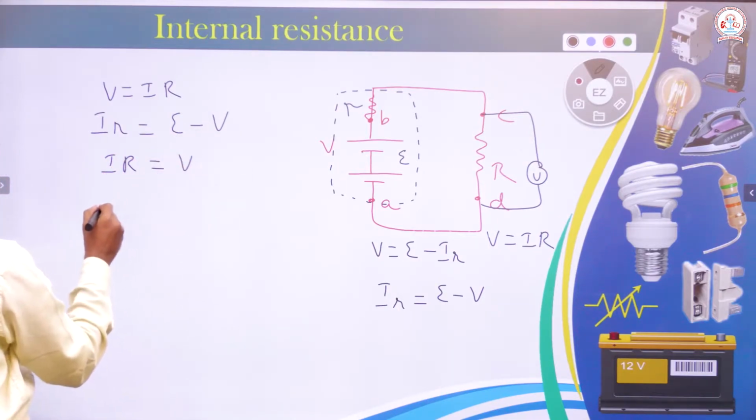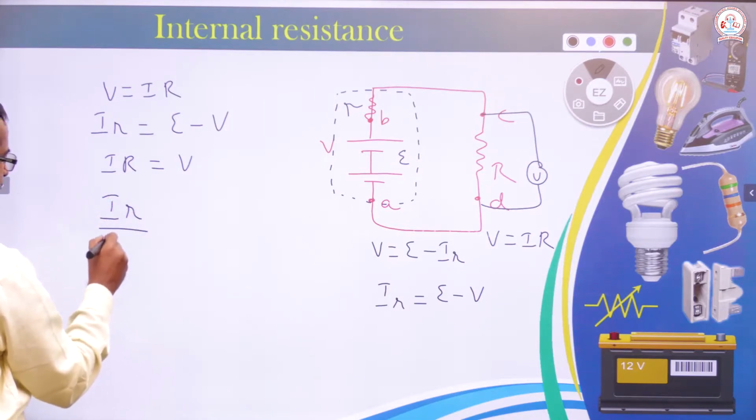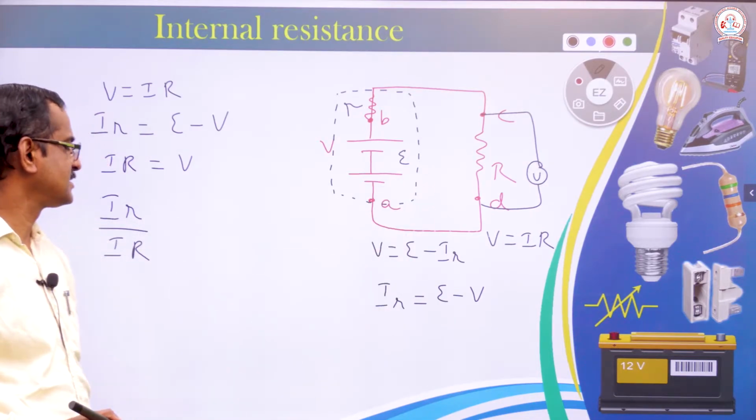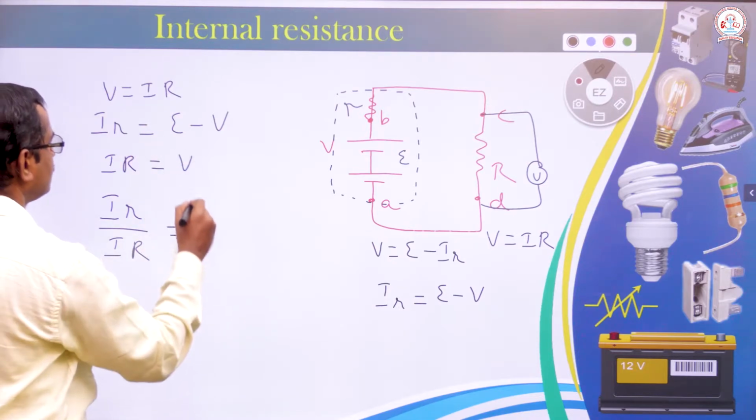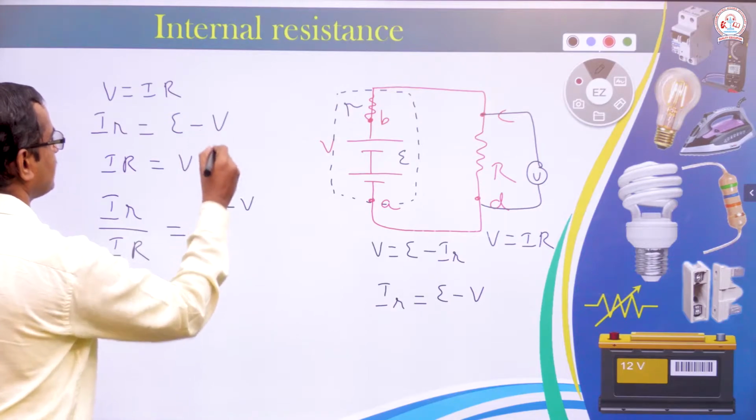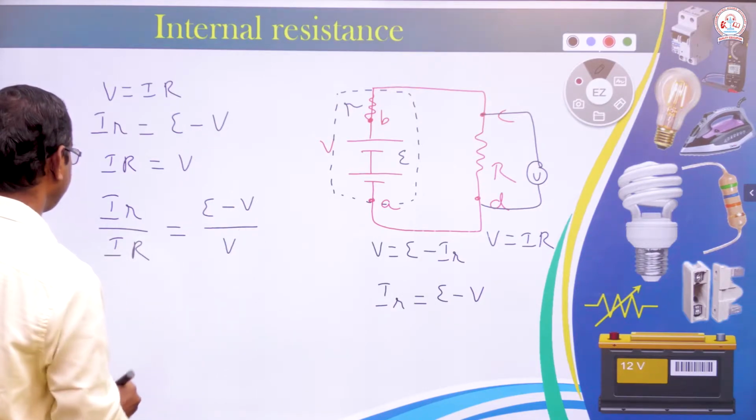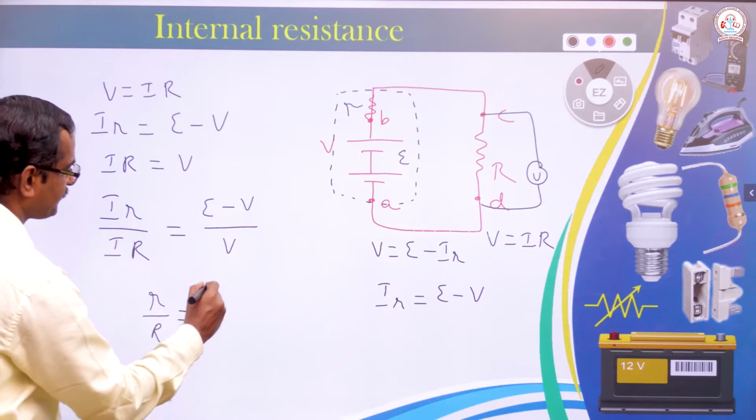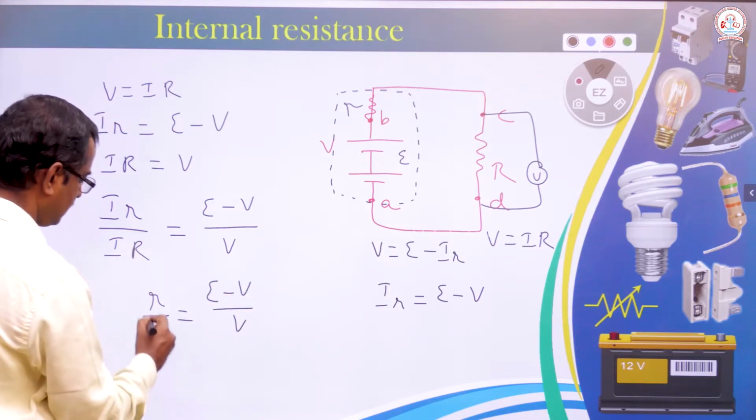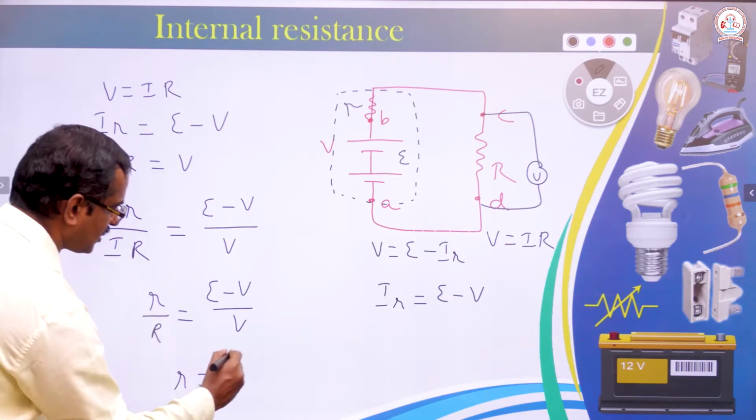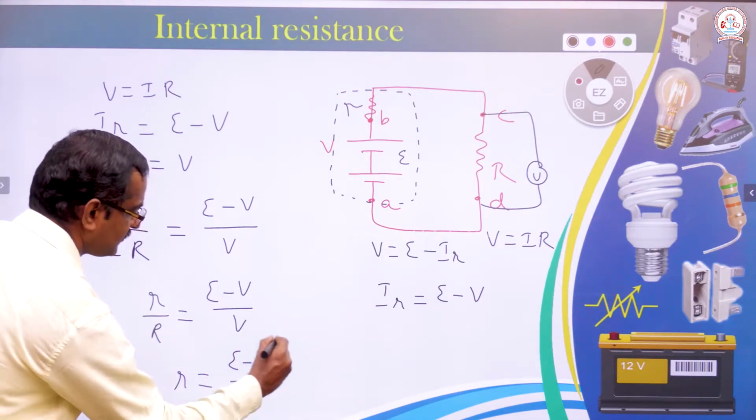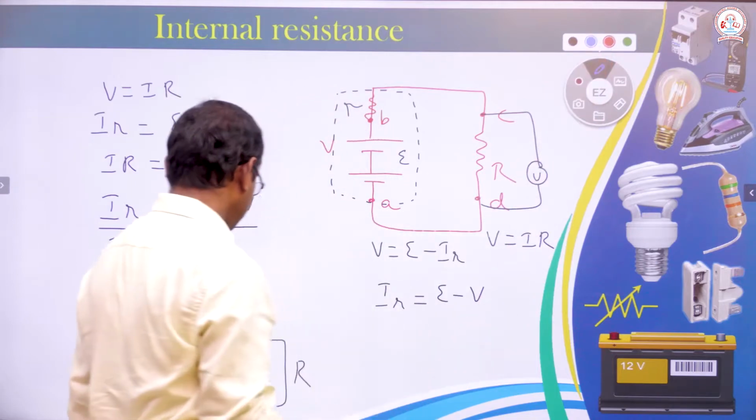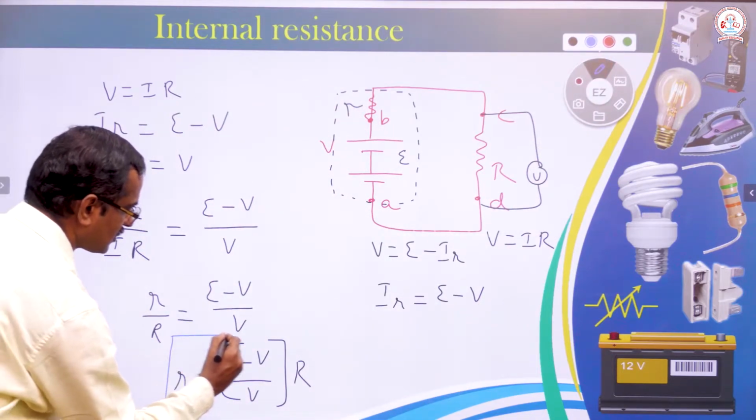If we divide these two equations, that is I into r divided by I into R, where small r is the internal resistance of the battery and R is the resistance connected in the circuit, that is equal to epsilon minus V divided by V. I gets cancelled, then we have r divided by R equal to epsilon minus V divided by V. Then internal resistance r equals epsilon minus V divided by V into R. With this equation we can calculate the internal resistance of the cell.